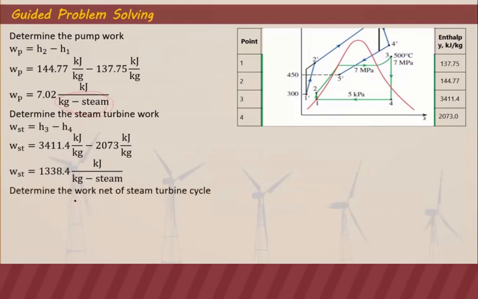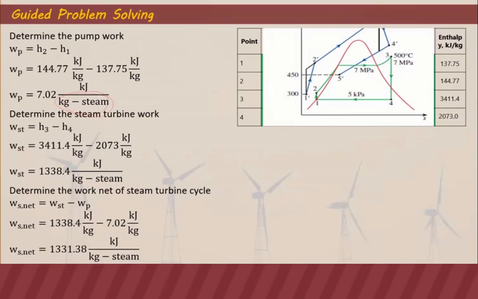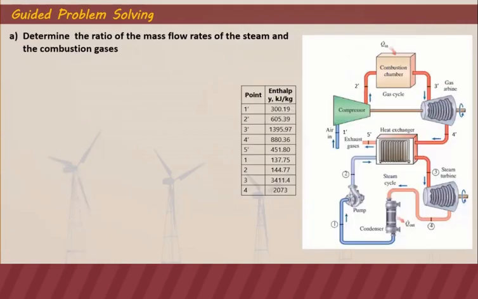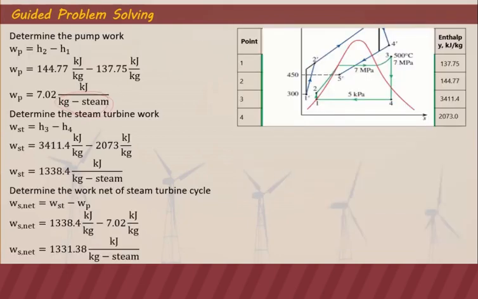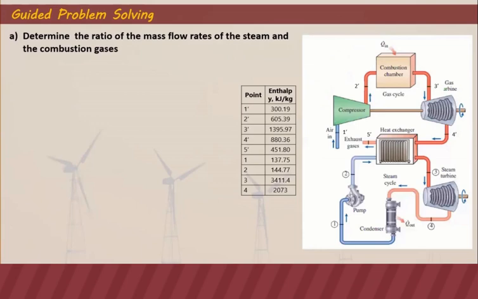So the work net for the steam turbine cycle is the work of the turbine minus the work of the pump, and that is 1,331.38 kilojoules per kilogram steam. So we already have the work net for the gas cycle and the work net for the steam cycle. We will use that data to get the first unknown, which is the ratio of the mass flow rate of the steam in the steam cycle and the mass of the gas flow in the gas cycle.